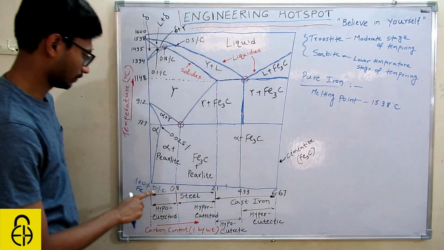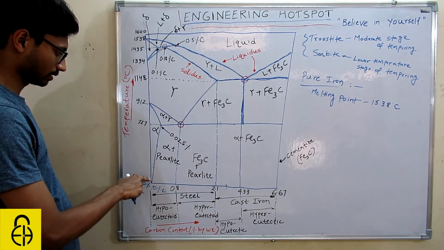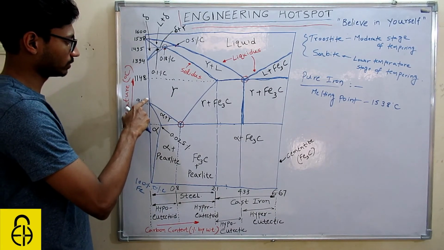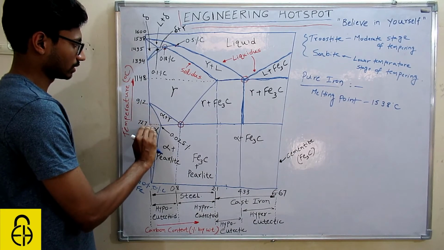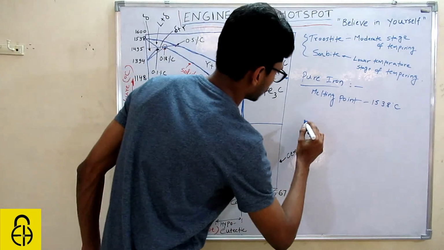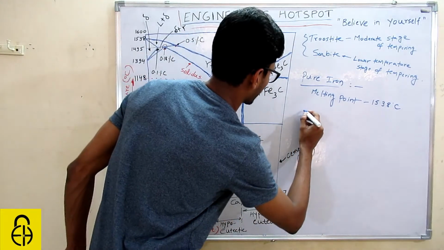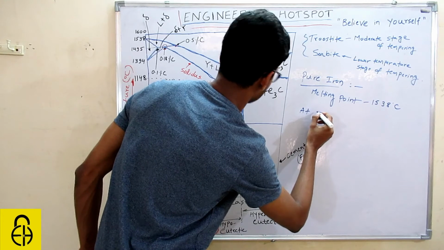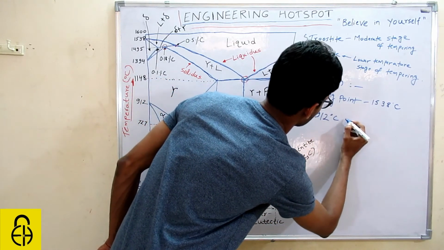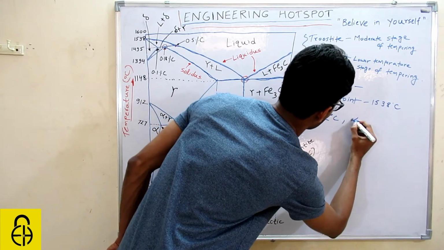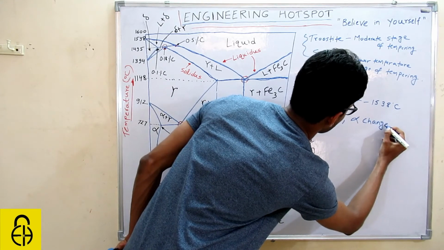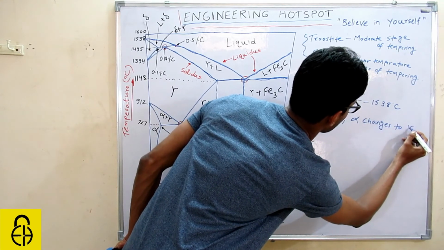And one more thing, if you start moving in this way, just above 912 degrees Celsius, you will see all the alpha iron get converted into gamma iron. So alpha changes into gamma at 912 degrees Celsius.